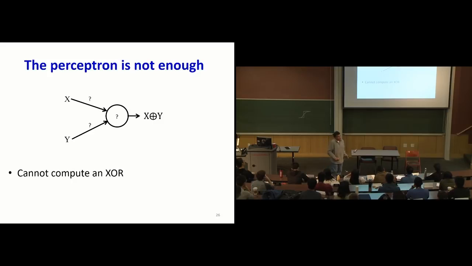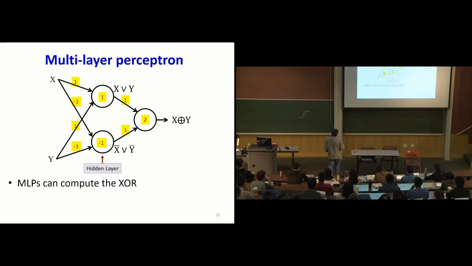And we'll see why you cannot do an XOR in a few minutes. But then, if you connect a bunch of these guys in a network, you can perform an XOR. And the way you would do it, this is X, this is Y. You have this one perceptron computing X or Y. This is computing not X or not Y. I AND the two. I'm going to get X XOR Y.